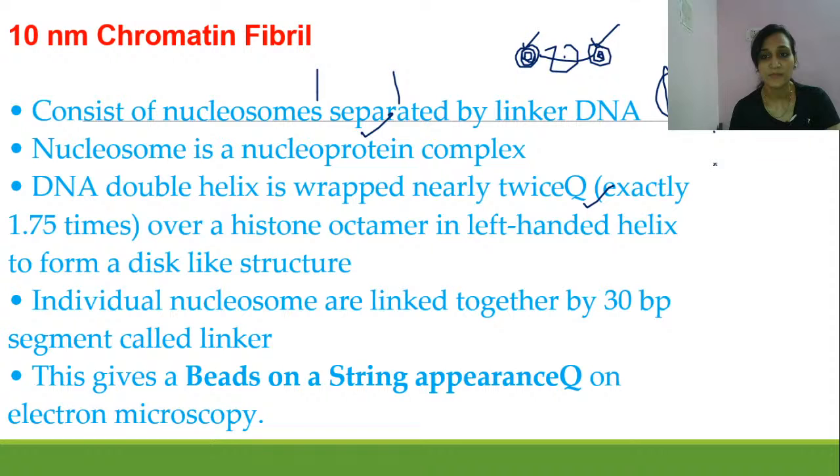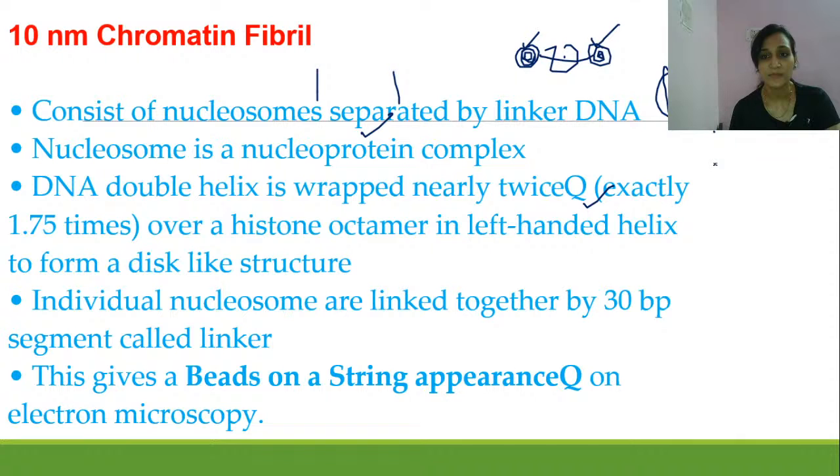This linker, let us draw one more diagram. Even this linker is not alone. It is bound to another protein, that is H1 protein. It is a monomer, it is single, and it is bound with the 30 base pair hanging arm. So, how will it look? This is a nucleosome, this is a linker, nucleosome, linker, nucleosome, linker. So, what look is it giving? Beads on a string appearance, when seen through electron microscopy.